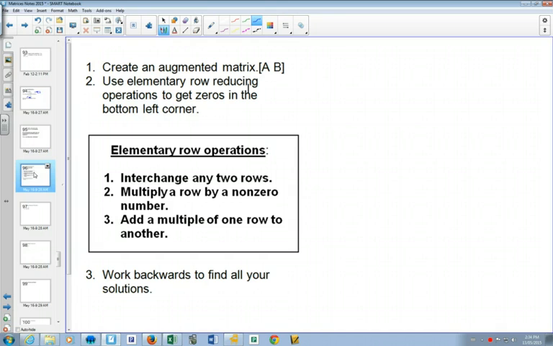So what you're going to do, you're going to take your equations and make an augmented matrix. And then we're going to use something called elementary row operations, which are basically the same thing you did with elimination, to get zeros in the bottom left-hand corner. For example, if you had the following equations, 2x plus 3y equals 8, and x plus 5y equals 11.